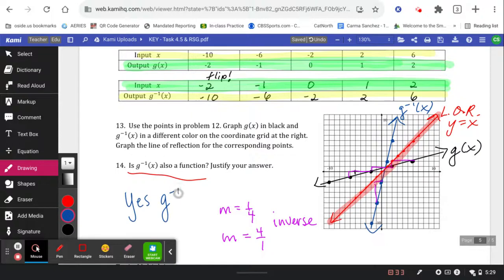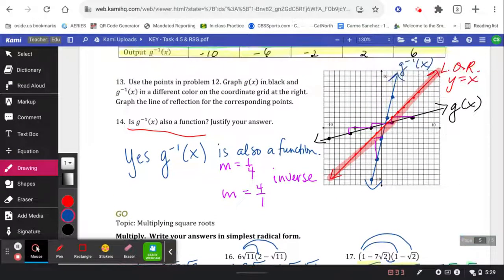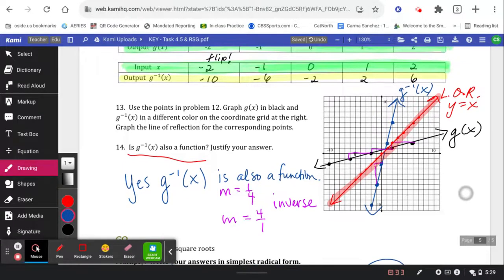Sorry, g of negative 1 of x is also a function. So therefore, it is a function. That's it. How'd you do? That's the set.